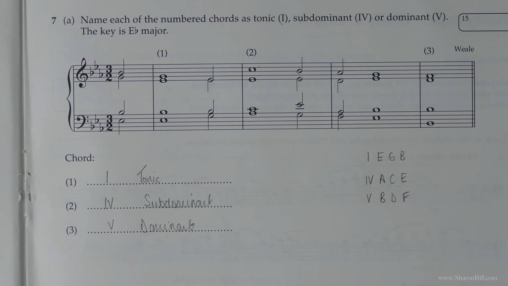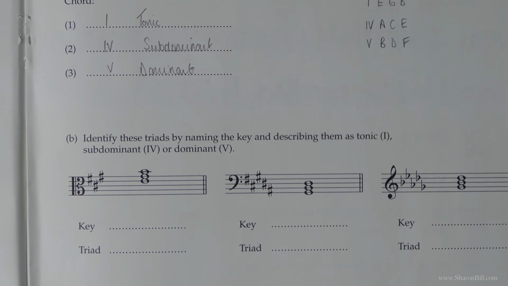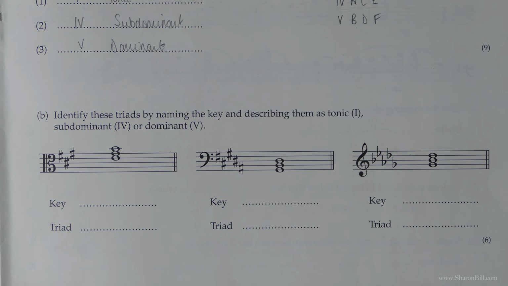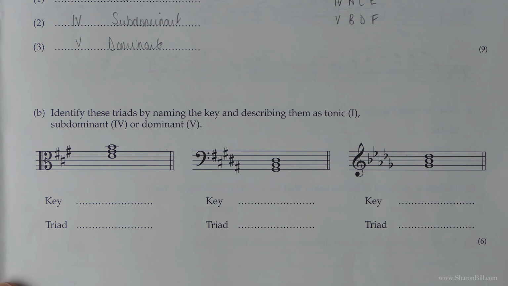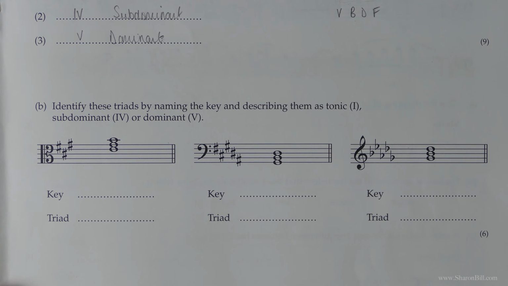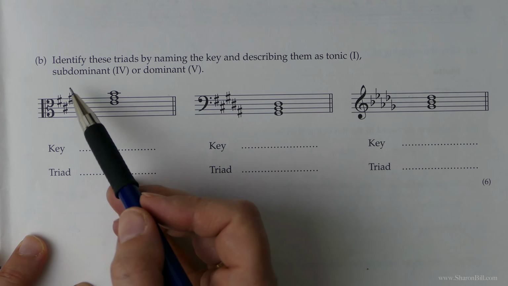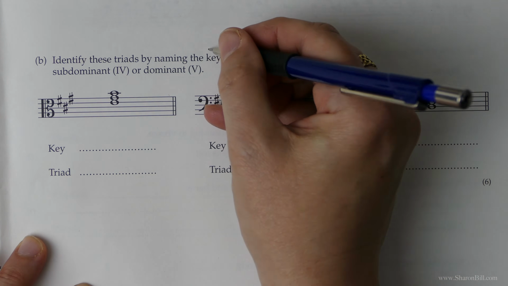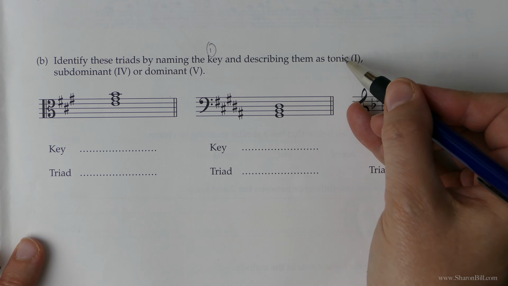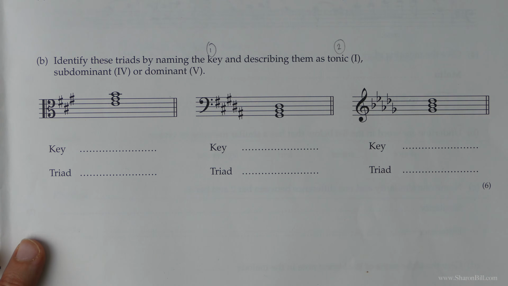Now the next question is very similar to that. However, we're going to have to do a little bit more extended thinking because we have to find out what the chords are. It could be major, it could be minor. They've not given us the key in the first place. It says identify these triads by naming the key first of all. You can't name the triad until you know what the key is. And then we've got to describe them as tonic, subdominant or dominant.